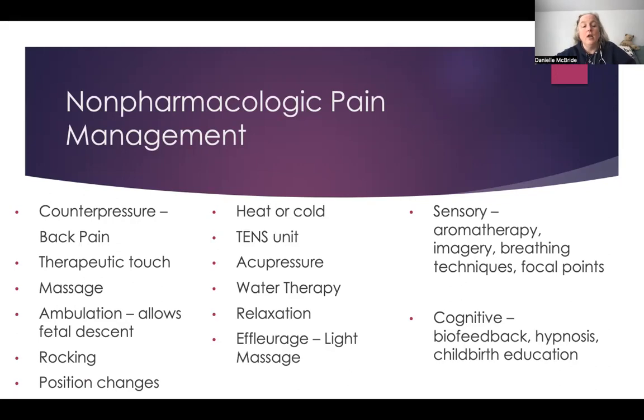We're thinking about positions we put mom in. So if her baby is occiput posterior or OP, we're getting maybe more back pain because the bones of the head are on mom's back. And so counter pressure on her sacrum can help, if that's where her pain is. Ambulating to help keep things moving, help the baby descend early in labor, is a good thing to do. We can think about breathing techniques, aromatherapy, lots and lots of stuff.